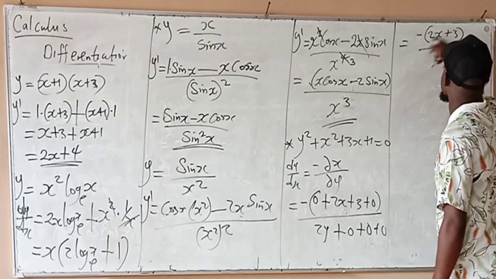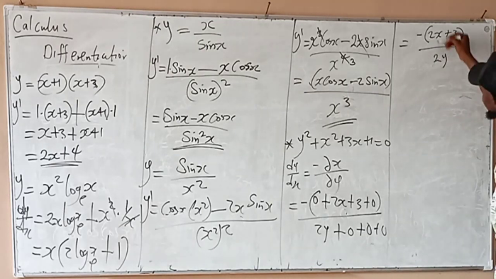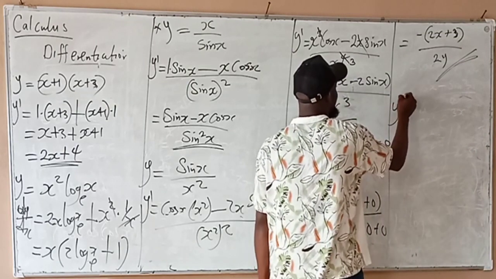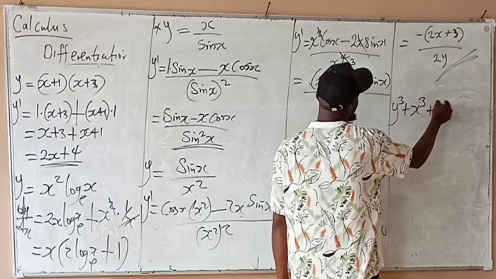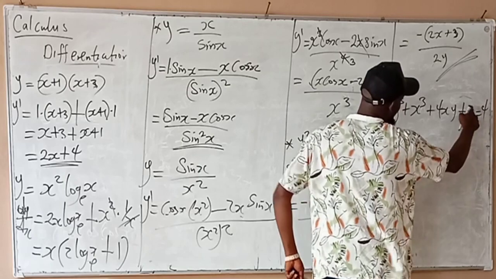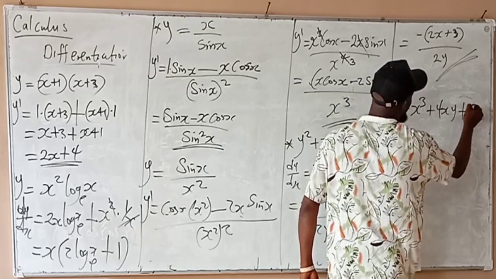Don't say 2 cancels 2, because there's no 2 in this other place. So these 2 cannot cancel because there's no 2 in the other term. So this becomes the final answer. Now let's say we have y cubed plus x cubed plus 4xy plus 4 equals 0.